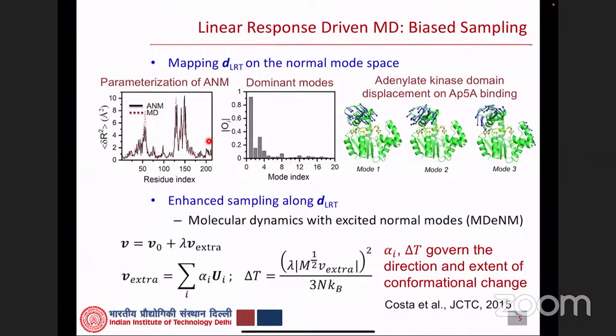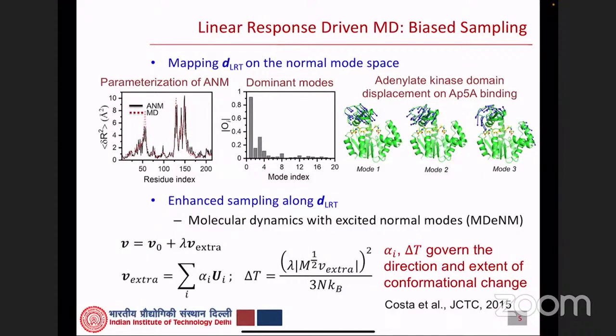The second addition we made in the parameterization stage is that I first identify, and on the right I'm showing you one picture of the dominant modes along the response direction. So this is showing the weights of the dominant modes along the response direction. Our second aim in the parameterization was to reduce the number of these dominant modes.